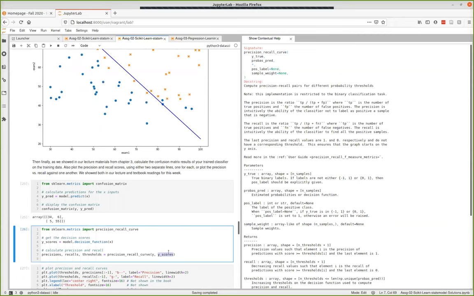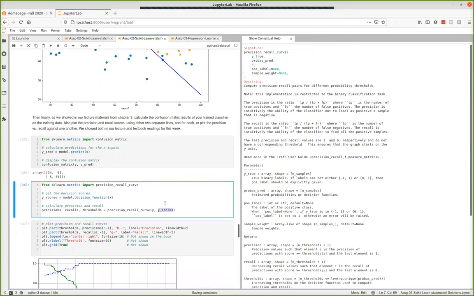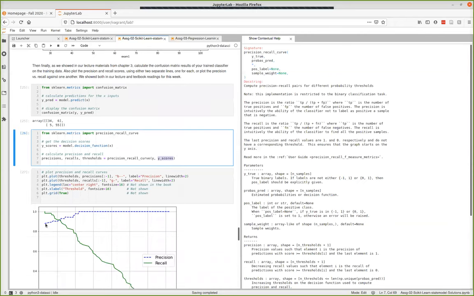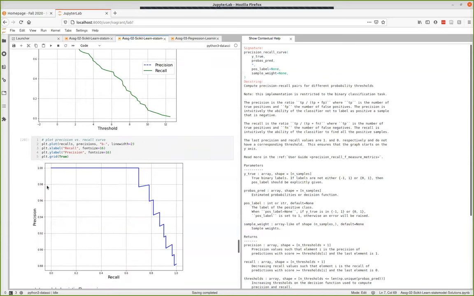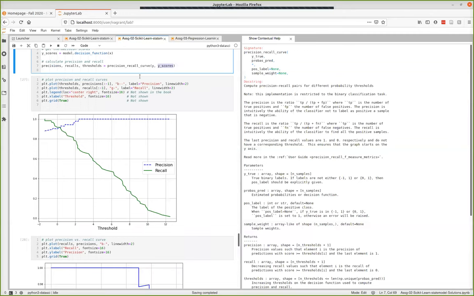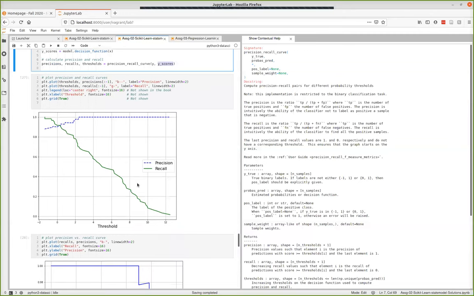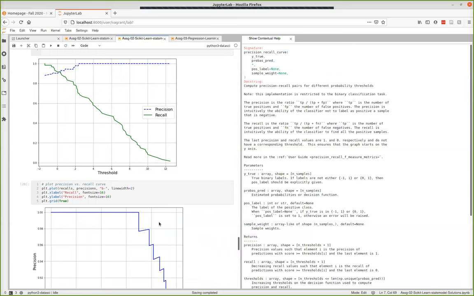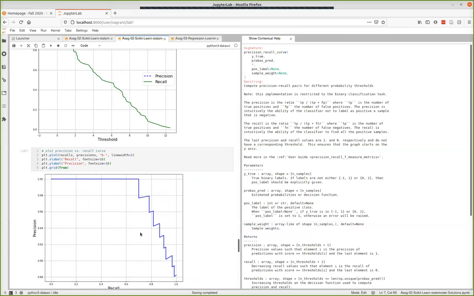So anyway, maybe two or three people were given the prediction instead of the raw probability decision in here. And if you do that, you won't get the right precision and recall scores from this function. And if you plot them out, they'll look a little bit strange.